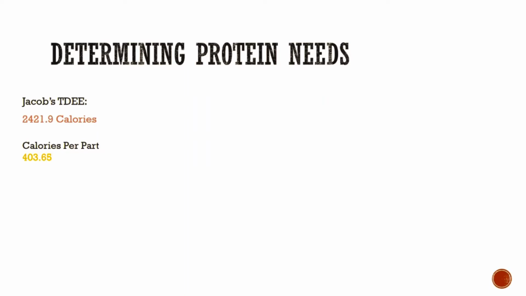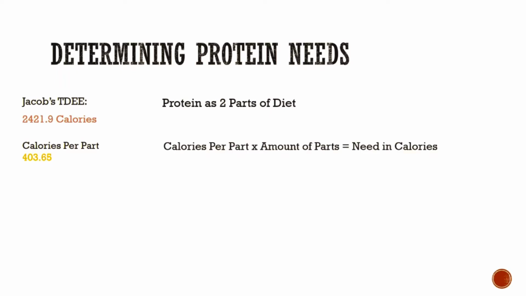Now, how should I determine my protein needs? If you recall earlier, the 1-2-3 method is made up of 6 parts. For me, protein makes up 2 of those 6 parts. That's a third of my calories. If you remember the results of my calories per part formula, multiplying that by the number of parts I have chosen, which is 2, I will conclude the amount of calories from protein I will take in daily. Here's my example.